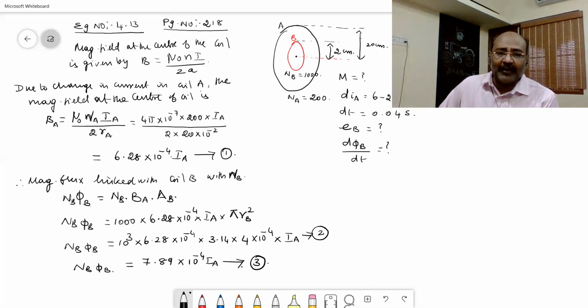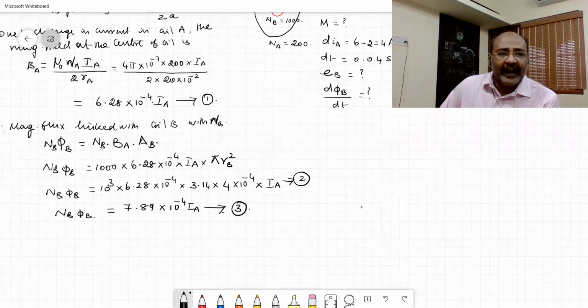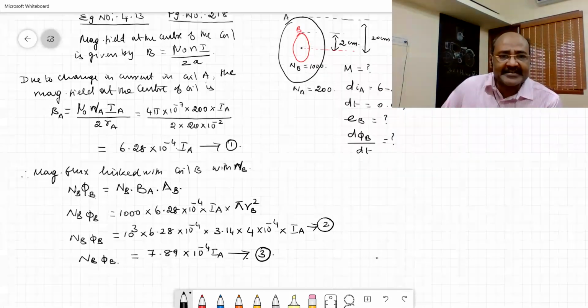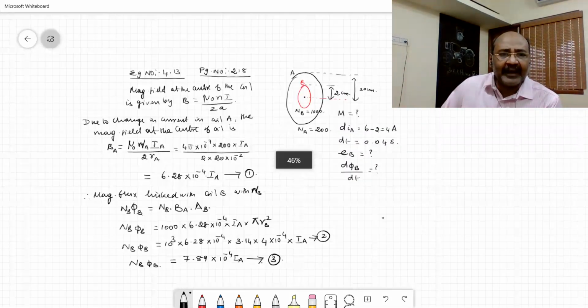Now we know the formula for mutual induction. What is the formula for mutual induction? I can write the mutual induction as, see, I can write like this.